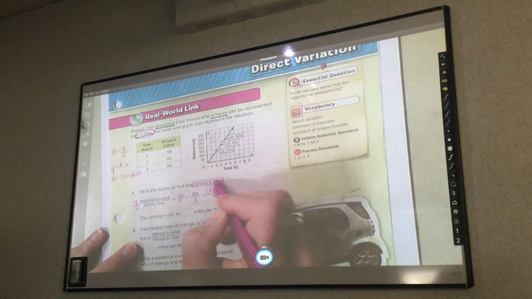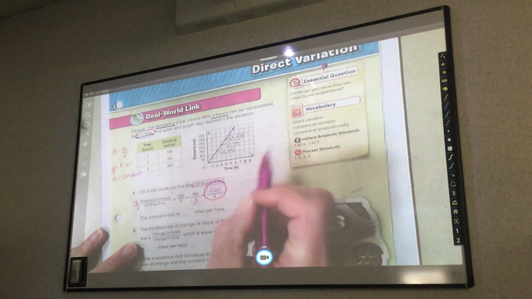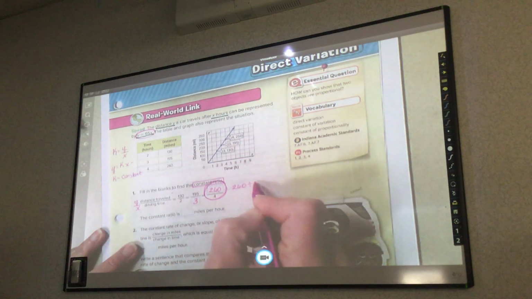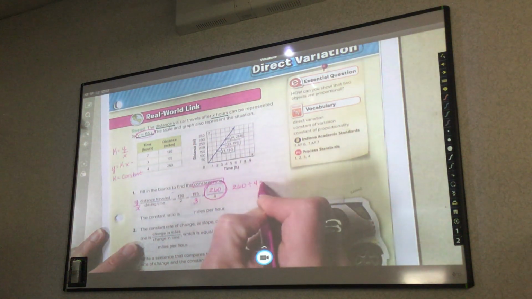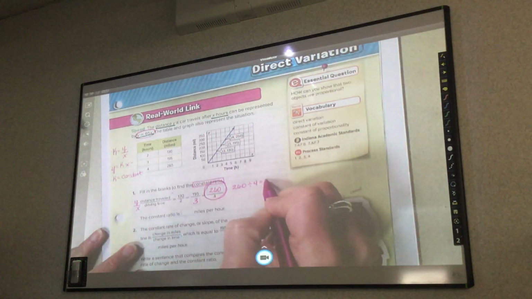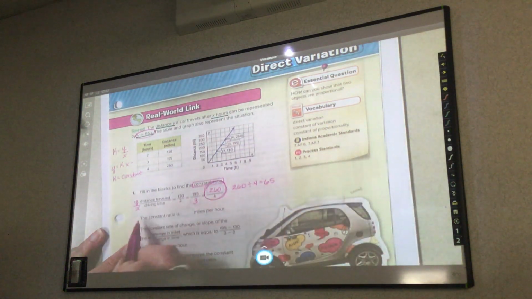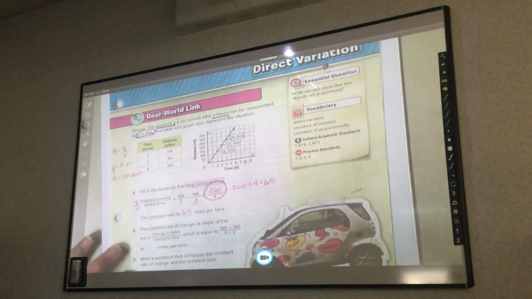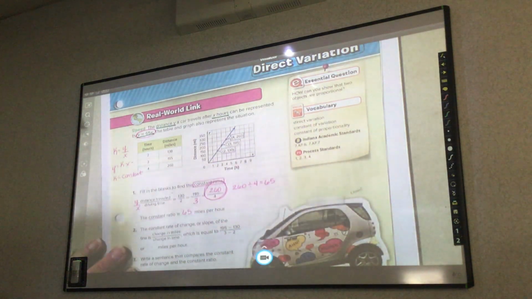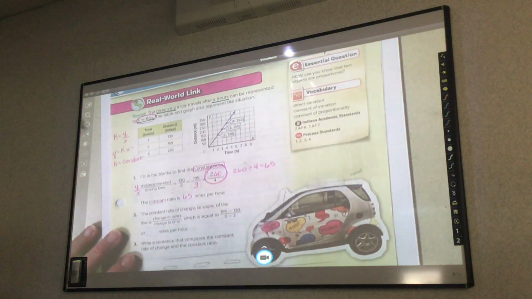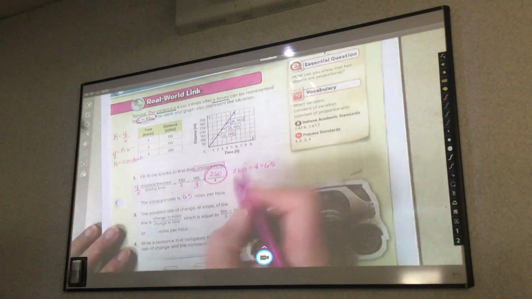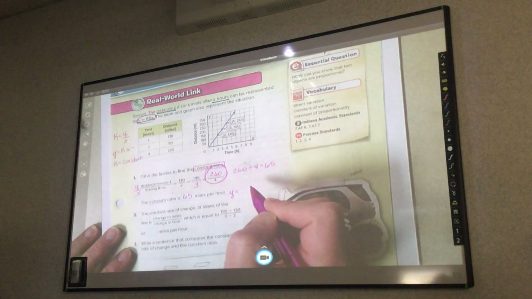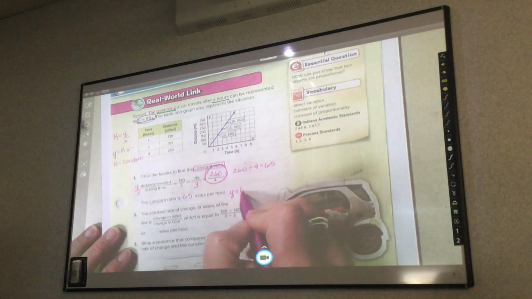How do I find this as a constant? You just take, in your calculator, 260 divided by 4, which, when I put that in my calculator, is 65. So the constant ratio is 65 miles per hour. If I know my constant, let's create a linear equation. Y equals, what's next? 65x.